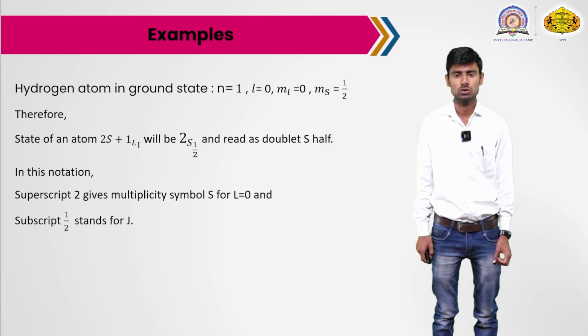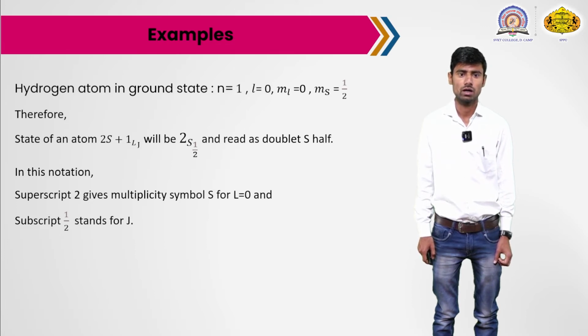And for L equals 0, we have the value of the orbital magnetic quantum number ML equals 0. And we already know that for one electron only, spin is always half, and for that the magnetic spin quantum number MS equals plus half. So we have here the electronic state, which is the same as the ground atomic state. Here the atomic state is the same as the electronic state because there is a single electron.